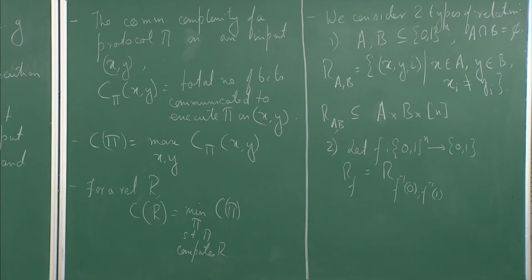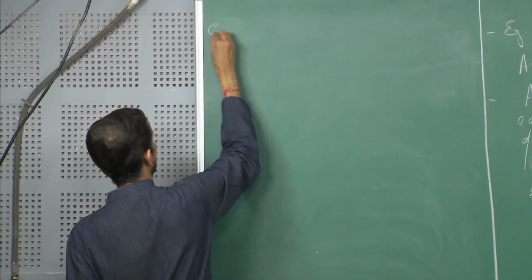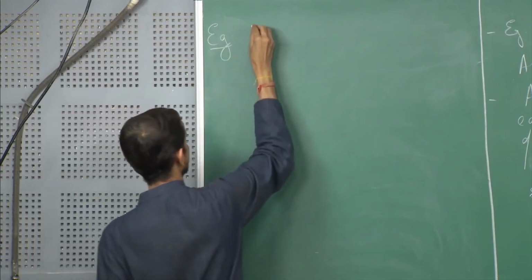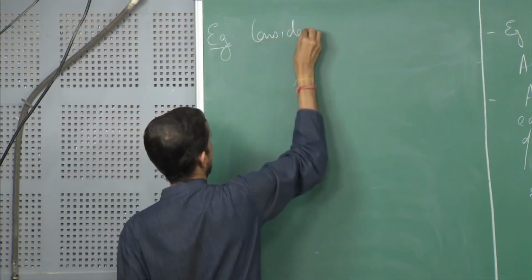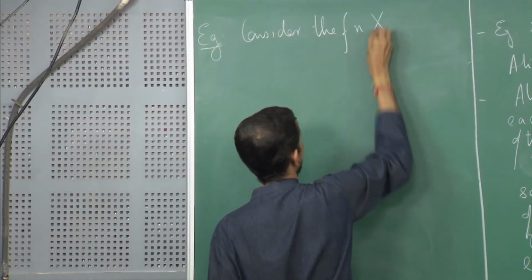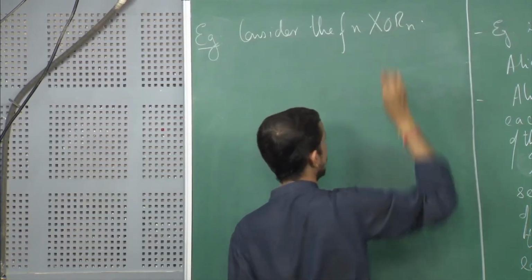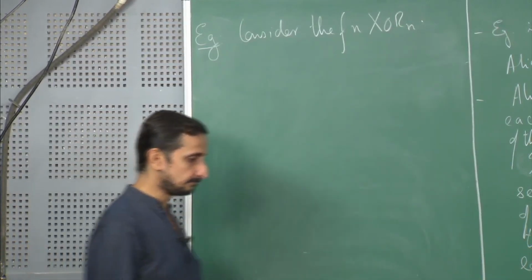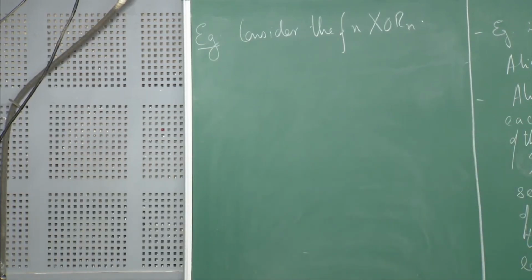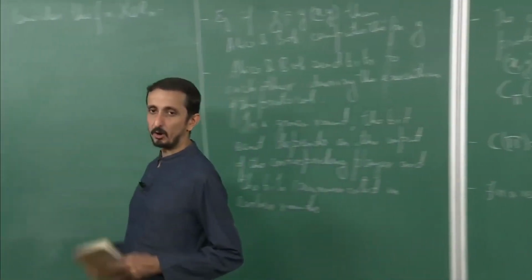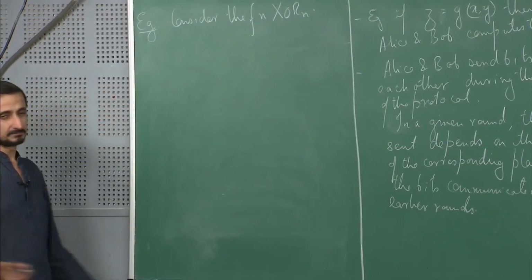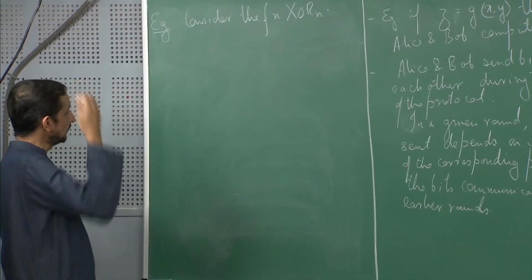So let's look at an example. Okay. So consider the XOR function. So what is the XOR function? You are given an input string, and you output 1 if it has an odd number of ones, and 0 if it has an even number of ones. So it's the same as the parity function.